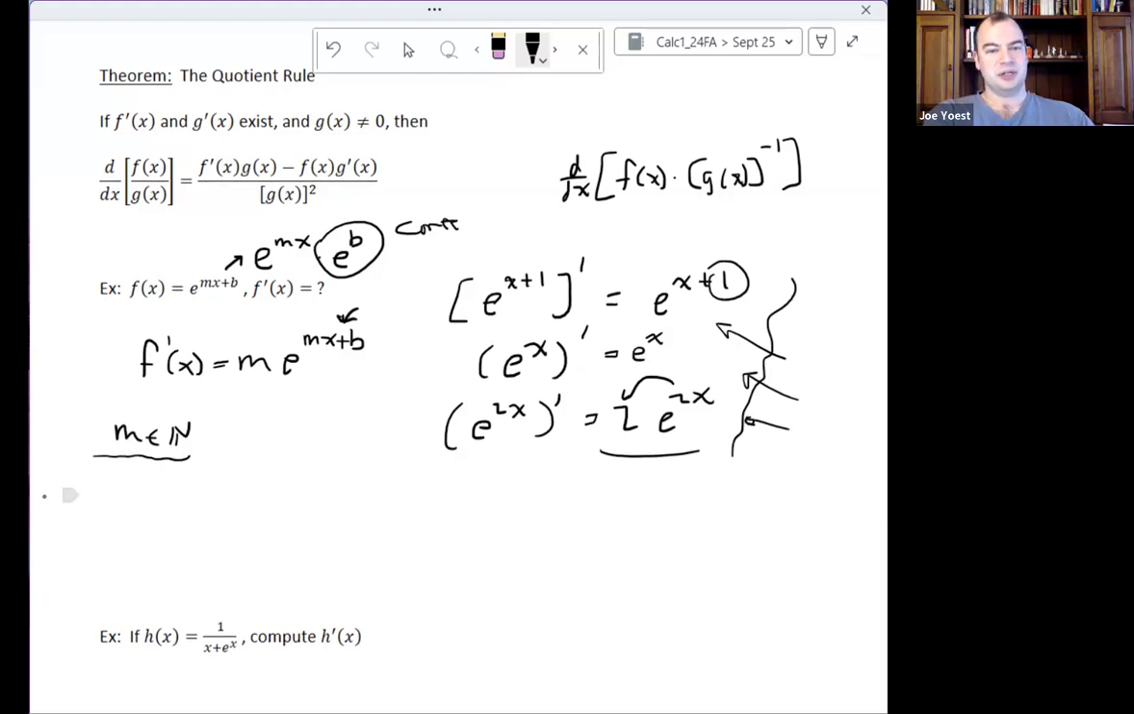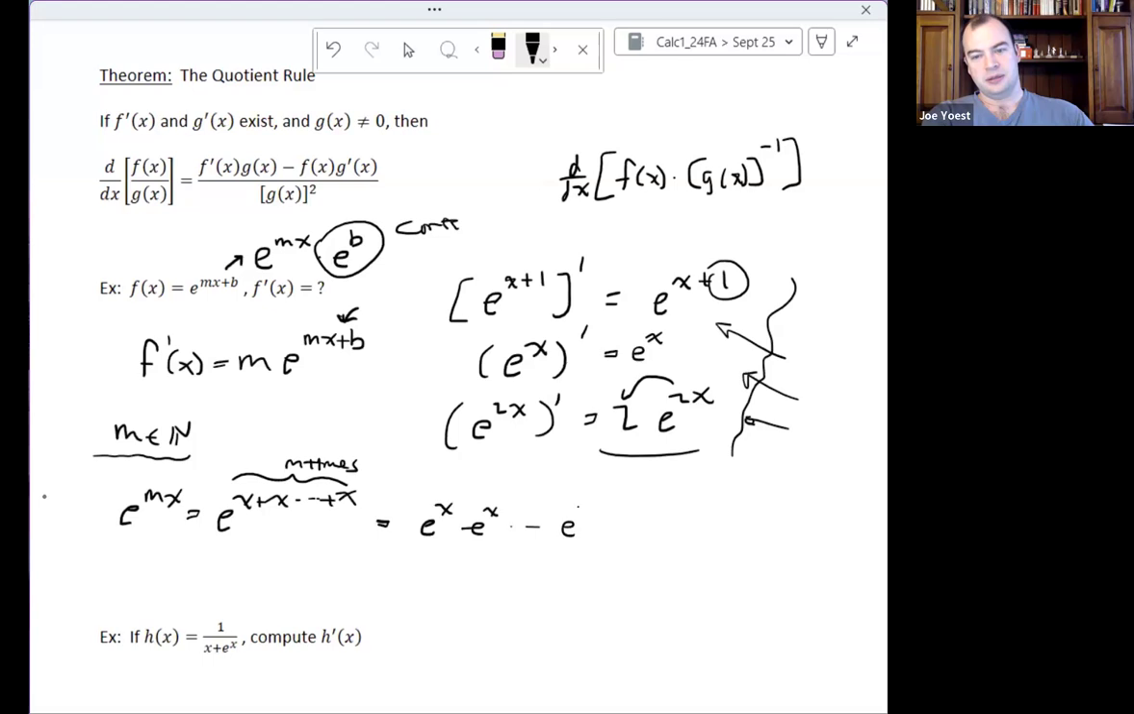So if m is a natural number, then e to the mx is e to the x plus x, and so on, m times. But that's just e to the x times e to the x, and so on, m times. And therefore the derivative, well, what would I do?